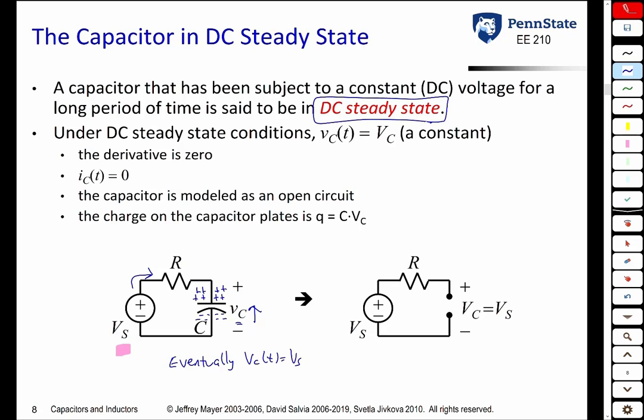And that is when we get what we call DC steady state. In DC steady state, if the voltage across the capacitor is a constant, its derivative is zero. If its derivative is zero, the current is going to be zero, and the capacitor stops charging. In this situation, we can model the capacitor as an open circuit. And the charge on the plate of the capacitor, we know from the equation relating the charge, the voltage, and the capacitance, is the capacitance times the voltage across the capacitor.